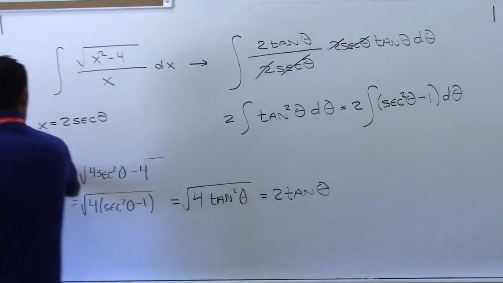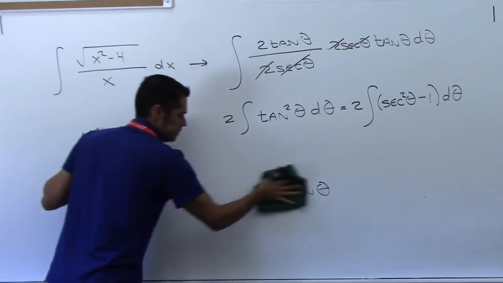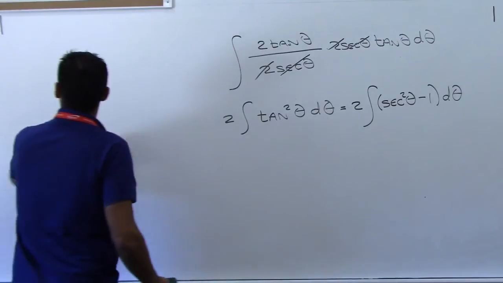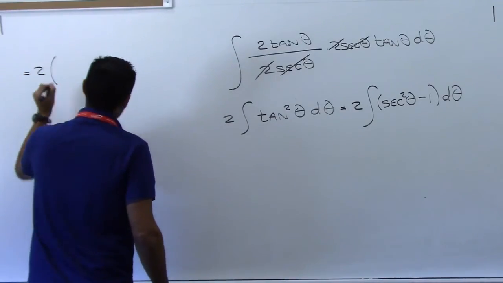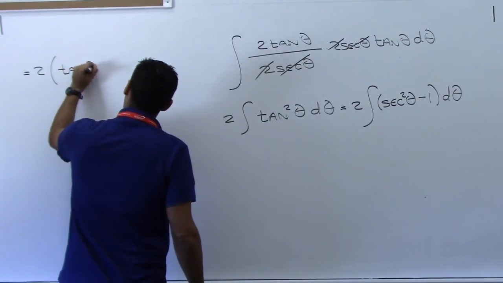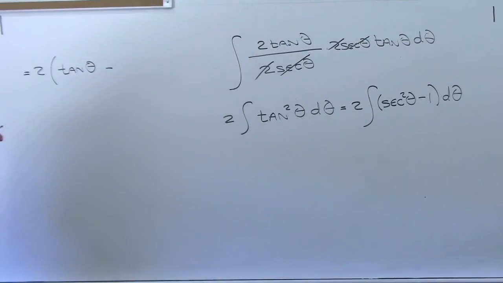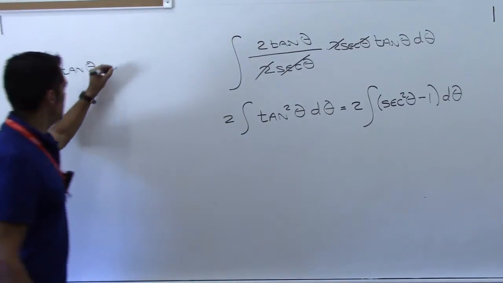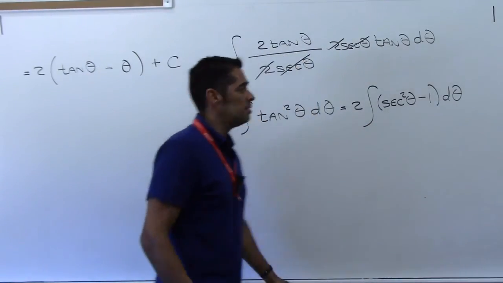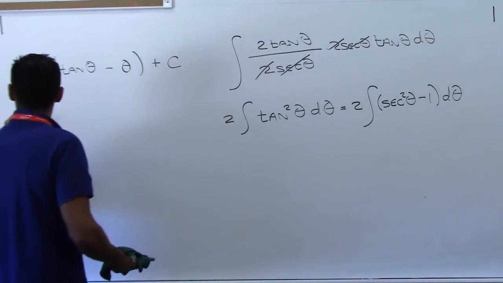All right. So, Kiki, you with us? Okay. So let's go ahead and take the antiderivatives now. We have 2, and then antiderivative of secant squared theta is just tangent theta, and the antiderivative of 1 is theta in this problem, because theta is the variable we're integrating with respect to. And that's our answer. But we need to get it back to x now, don't we?